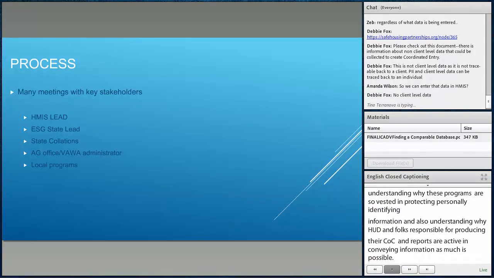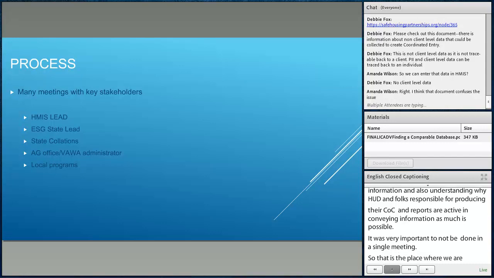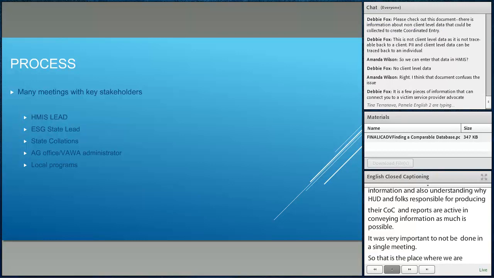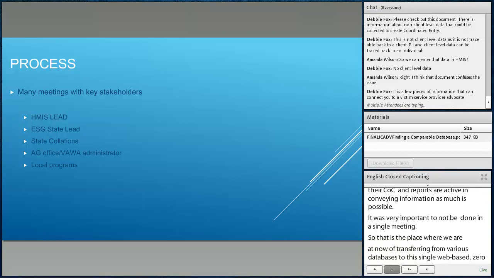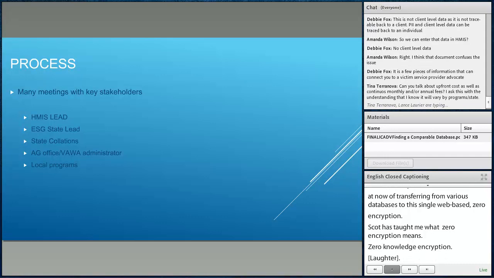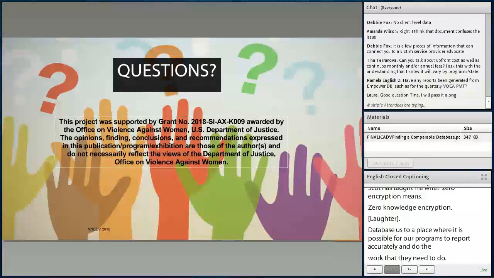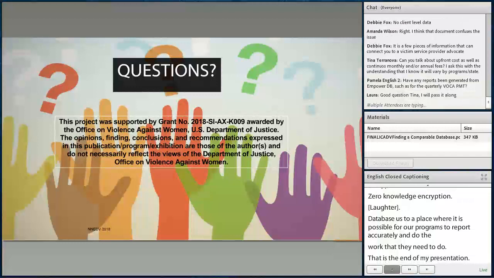So that's the place where we are at now, transferring from various databases to this single web-based zero encryption database. Scott has taught me what zero encryption means. Zero knowledge encryption database that gets us to a place where it's possible for our programs to report accurately and do the work that they need to do. And that's the end of my presentation. I'm sure Scott and I would love to answer some questions, or Debbie or anyone else has other things to chime in on.